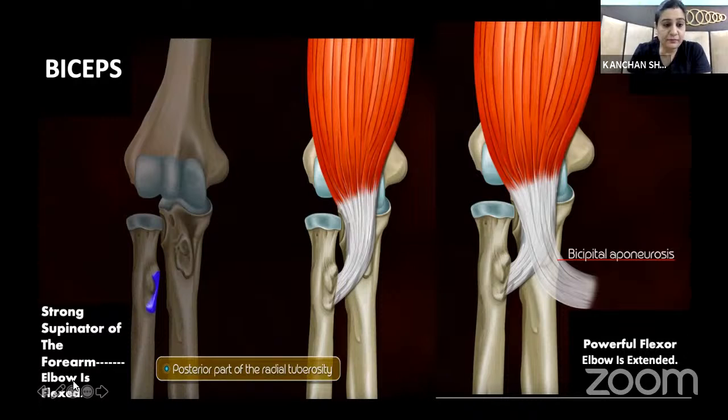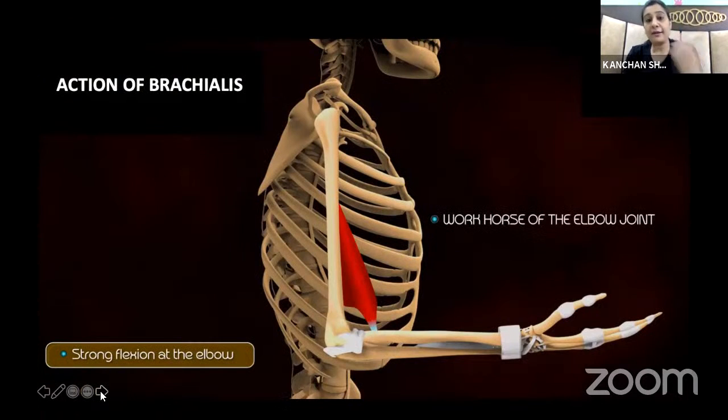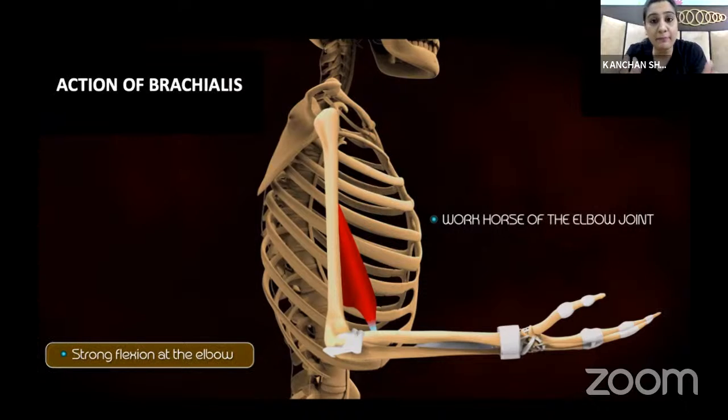Fine, moving to the next muscle, that is the brachialis. What you have to remember about the brachialis is that this is the strongest flexor of the elbow joint. So this is also known as the workhorse of the elbow joint. And as a flexor, it is superior to your biceps, right?